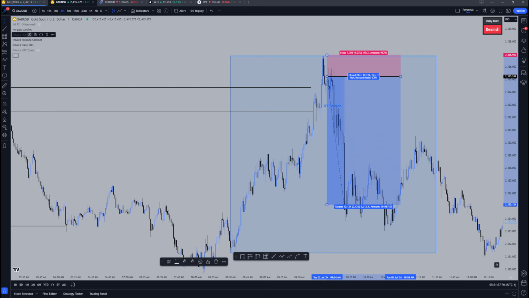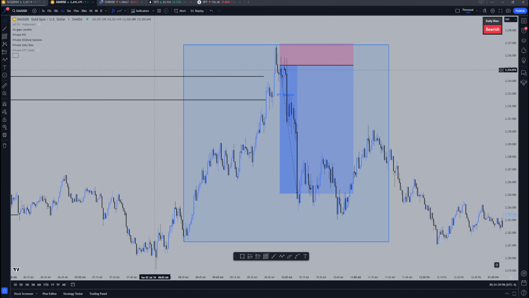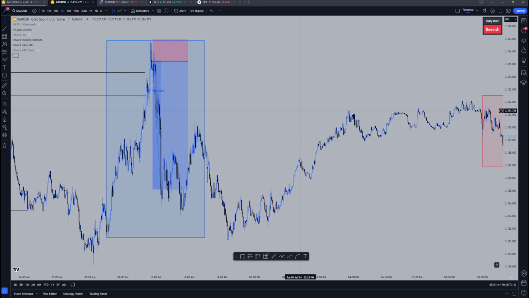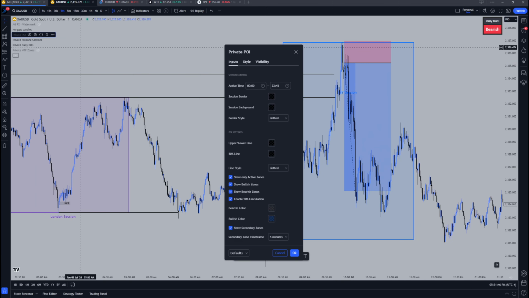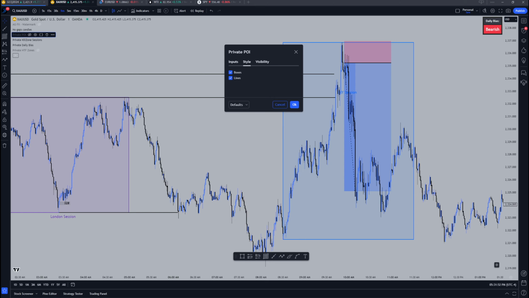I don't usually use my indicators much anymore. I can spot these things, but the indicator helps me draw these things a lot. It's not showing here because it's all mitigated right here, right? I have a setting here somewhere where it shows mitigation, show only active zones, things like that. And I have a secondary zone. A lot of things in my indicators I made.